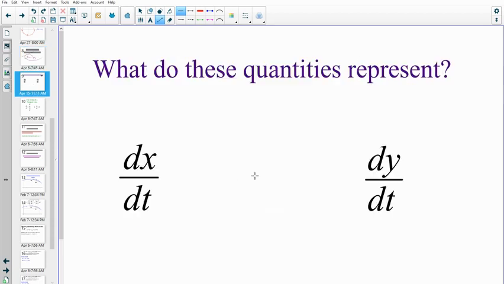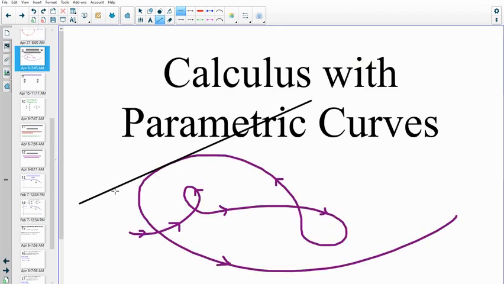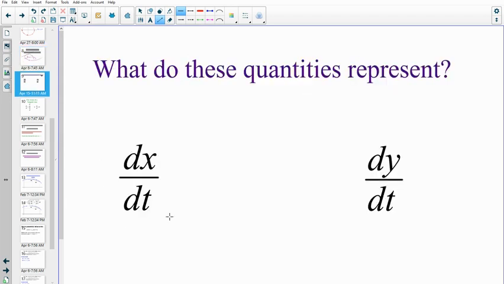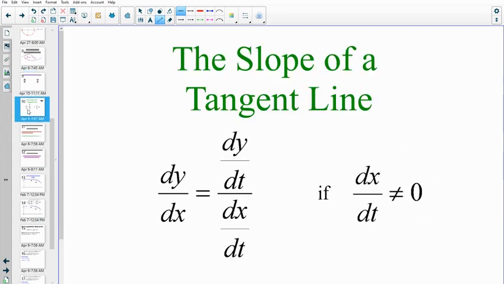If I look at how fast x is changing, this looks like related rates. dx dt, how fast is x changing with respect to time? dy dt, how fast is y changing with respect to time? And if I think about this in terms of slope, slope of a tangent line is change in y over change in x. And that's what we're looking at here. This is how x is changing, dx dt. This is how y is changing, dy dt, which makes my formula make a whole lot of sense.